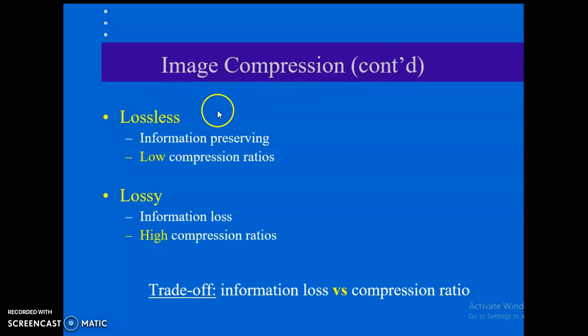Image compression: lossless compression is information preserving, with low compression ratios; lossy compression involves information loss, with high compression ratios. There is a trade-off between information loss versus compression ratio.